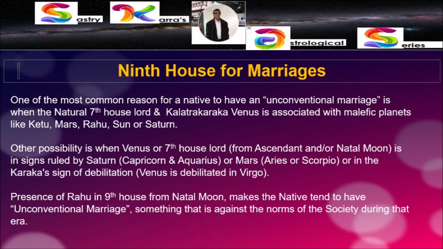Occasionally people look at the second house, the fourth, and the 12th house too, to see if there is a possibility for unconventional marriage. But there is another way to look for unconventional marriage, which is using the ninth house. The ninth house stands for dharmasthanamu. So if Rahu or any malefic planets are present in the ninth house from Rashi Lagna, there is a high possibility for that native to have an unconventional marriage.